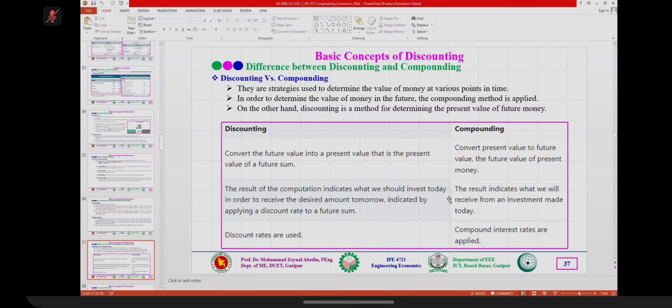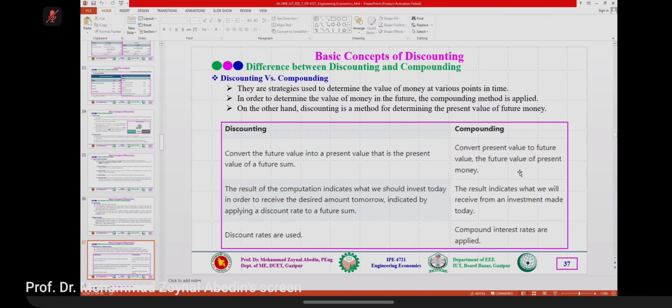It means the future value of present money. Okay, that's completely different. So the present value of future money is discounting. The future value of present money is compounding. These are different things. Okay, have you got it? Sir, can you explain it with an example?